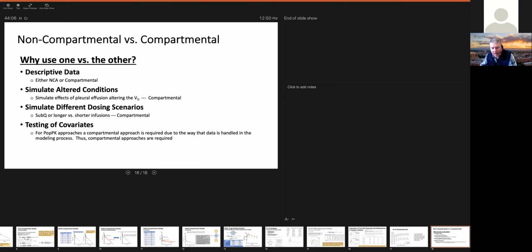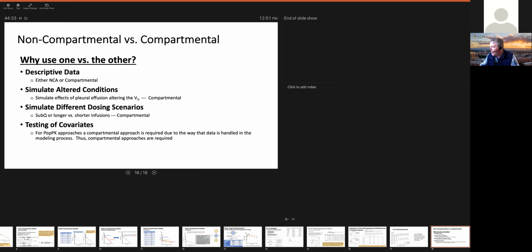So you can fiddle around and work out, what if I lengthen the infusion time to an hour? What if I shorten it to 30 minutes? Are we going to be safe with concentrations, or is it going to be a problem? And we can test covariates, and this gets more to pop PK modeling. This is going to be a whole separate lecture or series of lectures that we can talk about, bringing in population characteristics. And to do that, you have to have a compartmental approach. You have to have structure.